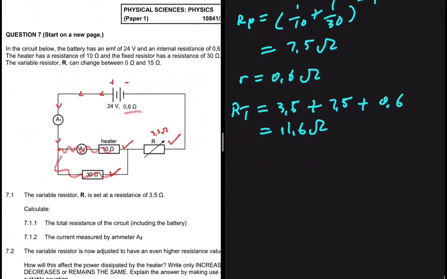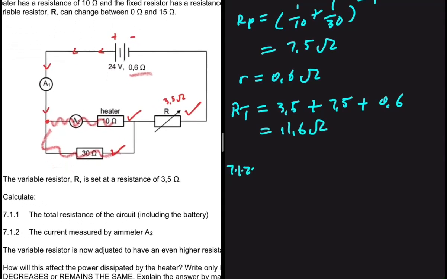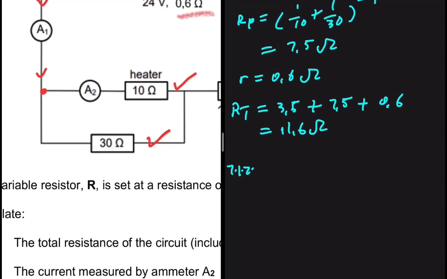Let's move to 7.1.2. Let's find the current measured by ammeter A2. Let me just remove these lines so that we can have a bit of clarity. We're looking for the current in this ammeter A2. So what are we looking for? We're looking for the current.